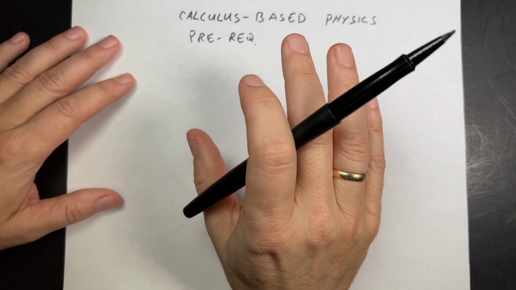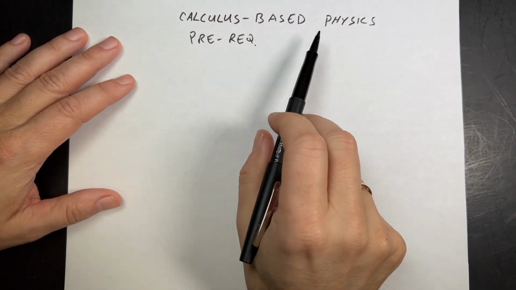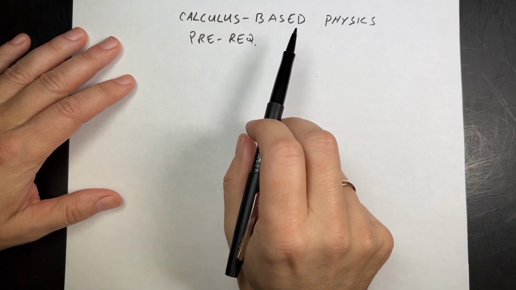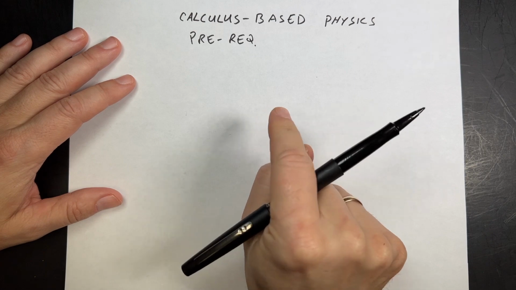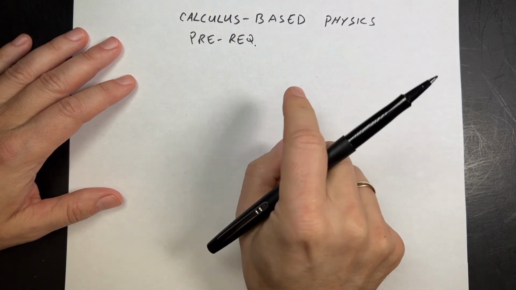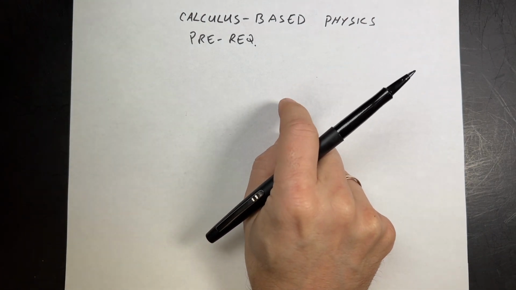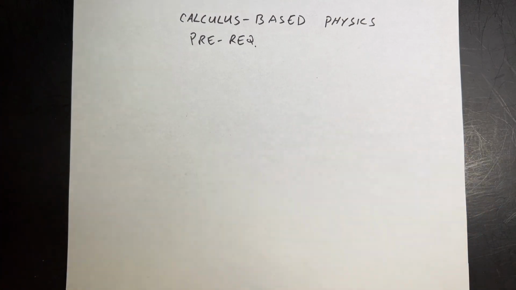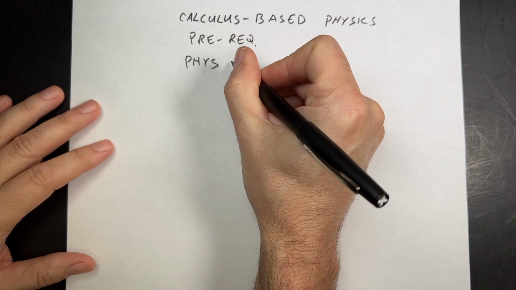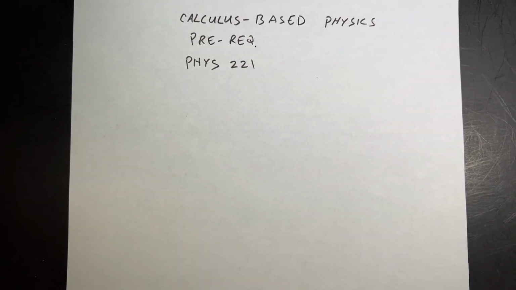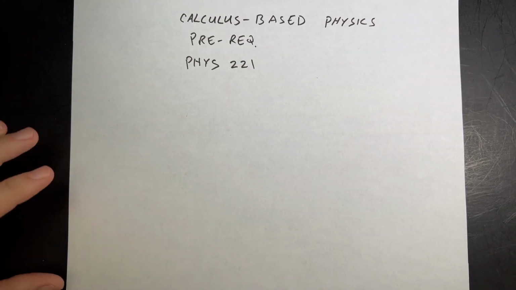Okay, so you are starting a calculus-based physics course. What do you need to know before getting into the class? What is the instructor going to expect that you would know? It depends, of course, on what class you're in, but I'm talking about my class. I'm teaching Physics 221. What do I expect that you know?